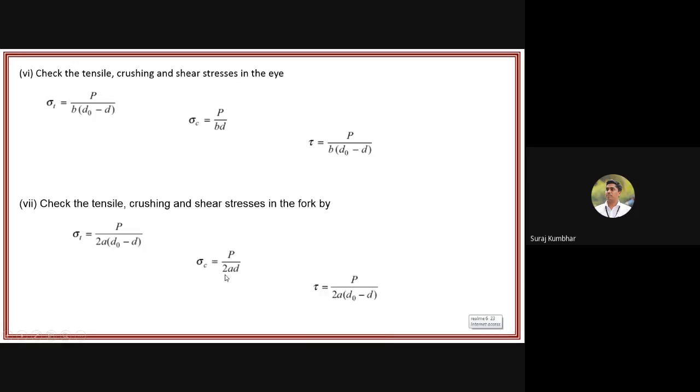Now for the shear stress, tau is equal to P. P is the same in the numerator, only the denominator changes, because the tensile force is going to act on that assembly. So P upon 2 times A into (D0 minus D). D0 minus D is not going to change, only the outer part changes, that is B in case of a single eye and 2A in case of a fork. So these are the formulas for checking the tensile, crushing, and shear stress in a single eye and in a double eye. All of you, are you getting this?